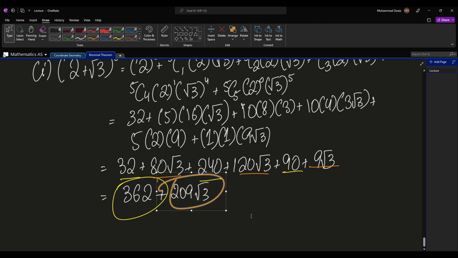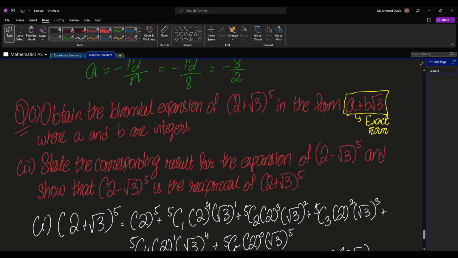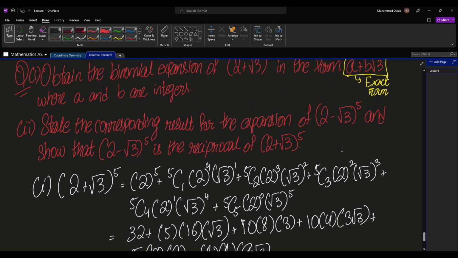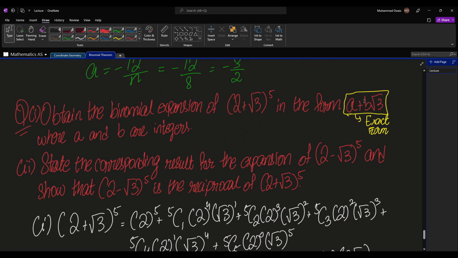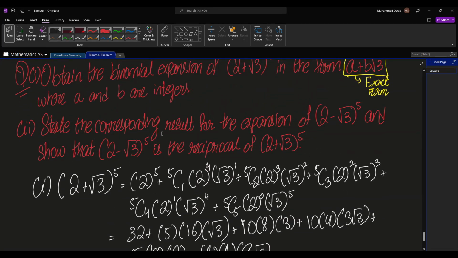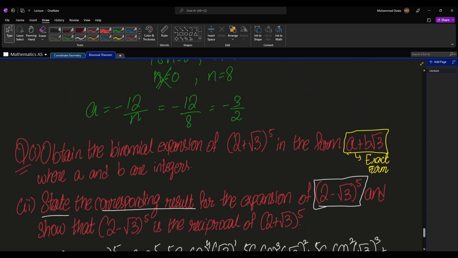Now as the question asked, we have done so. A is 362, B is 209, and B had an under root 3 with it. Therefore, we have given the answer in exact form. Now then, part 2. It is asking us to state the result for the expansion of 2 minus under root 3 power 5. So nothing has changed, only this sign has turned from positive to negative.